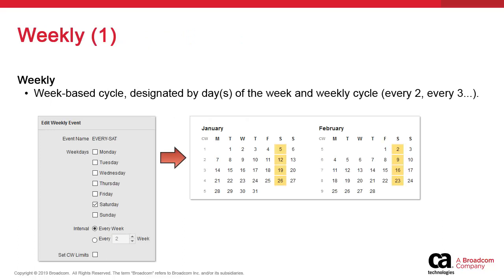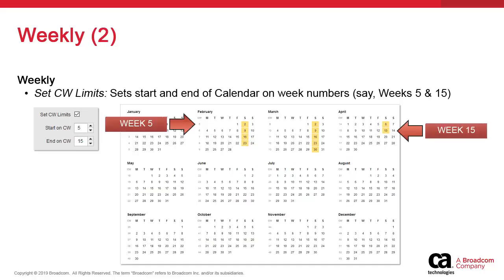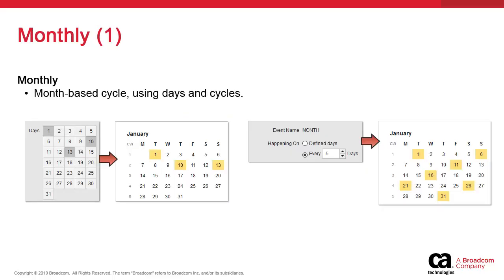We begin with the weekly calendar event, which designates days using week-based definitions. In our first example, we used every Saturday, and selecting more than one day is possible. We can also specify an interval: designate Saturdays every week, or every other week, or every 3 weeks, and so on. The CW limit makes it possible to narrow the perimeter of our calendar events with a starting and ending calendar week.